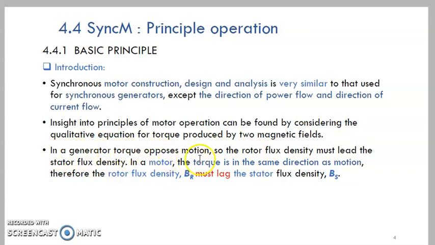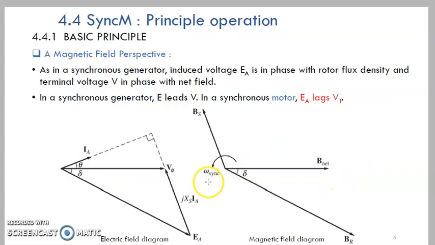In a generator, torque opposes motion, so the rotor flux density must lead the stator flux density. But in a motor, the torque is in the same direction as motion, so the rotor flux density must lag the stator flux density. In the synchronous generator, EA, the internal generated voltage, leads the terminal voltage, but in a motor the internal generated voltage lags the terminal voltage.